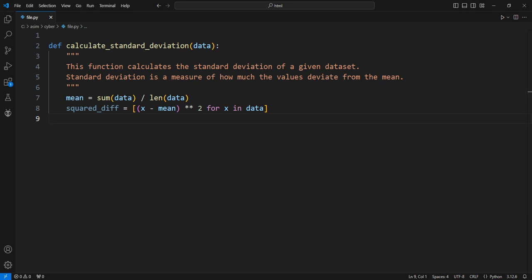Calculate the variance. The variance is the average of the squared differences. It tells us how spread out the values are in the dataset. We compute it by summing up all the squared differences and dividing by the number of values. Variance gives an idea of the spread of the dataset, but it is not in the same unit as the original data.